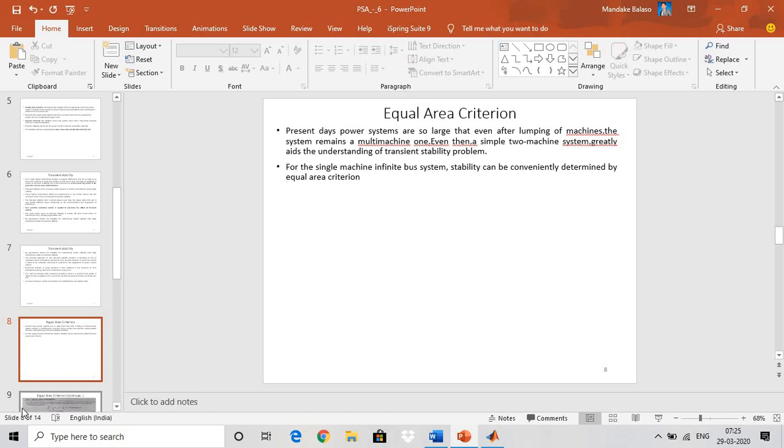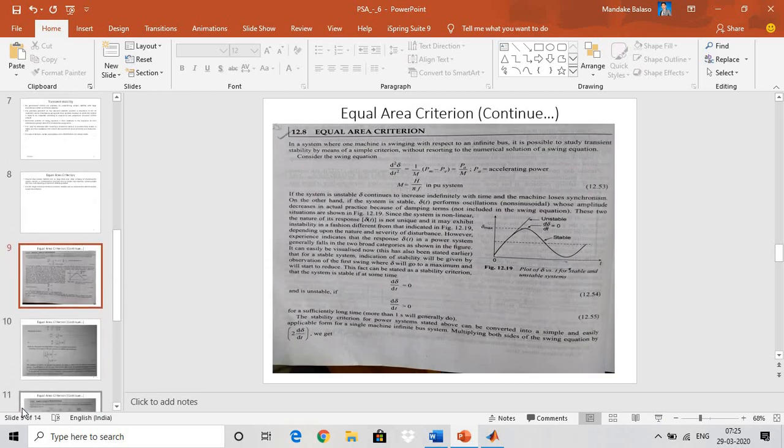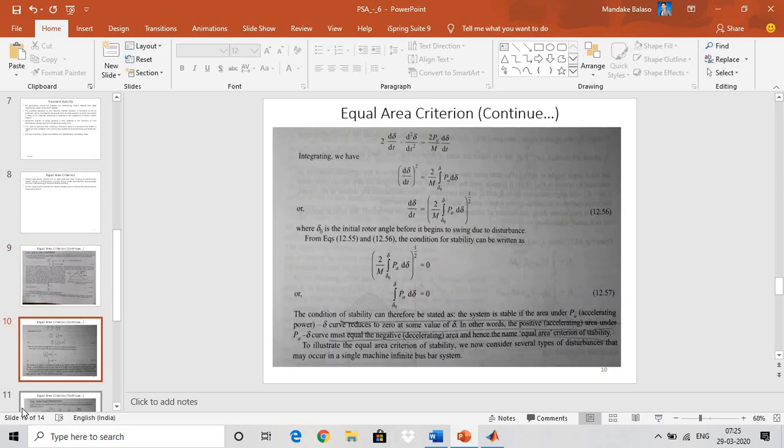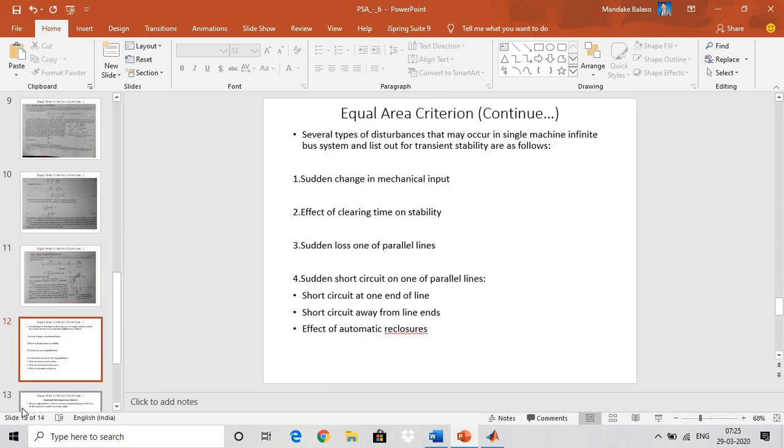So now we'll discuss the equal area criteria. What is the procedure in case of transient stability? We list out the different types of faults which can be considered under transient stability, and then we decide whether your system is stable or not.